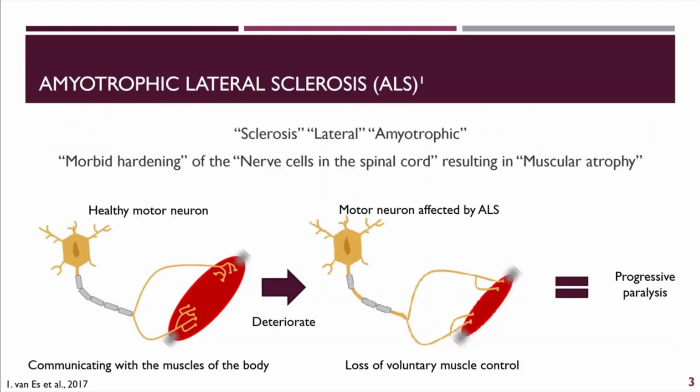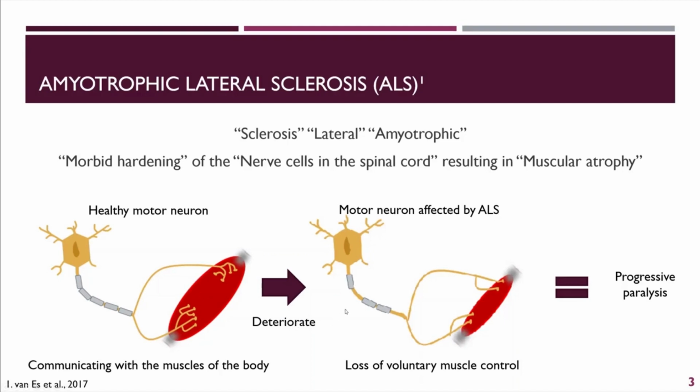So what is amyotrophic lateral sclerosis, known as the acronym ALS? Well, if we break it down word by word, it simply translates out to being a morbid hardening of the nerve cells in the spinal cord that results in muscular atrophy. So as you can see below, a healthy motor neuron should be able to effectively communicate with your muscles of the body. So when you say, hey, I kind of want to flex my arm, it should have no problem transporting that signal.